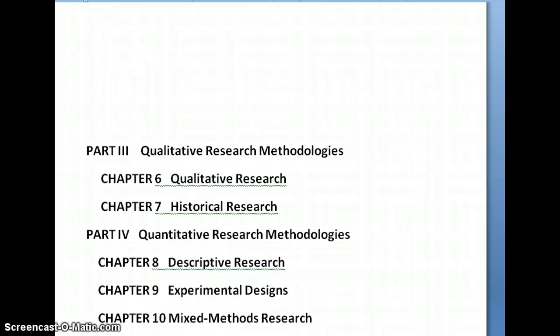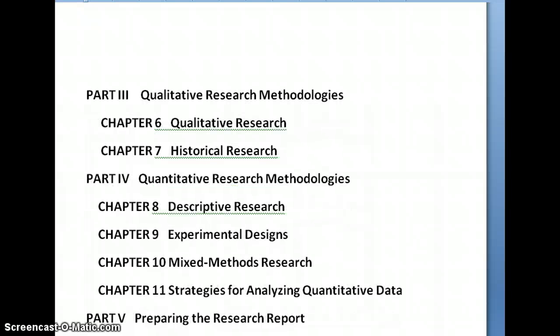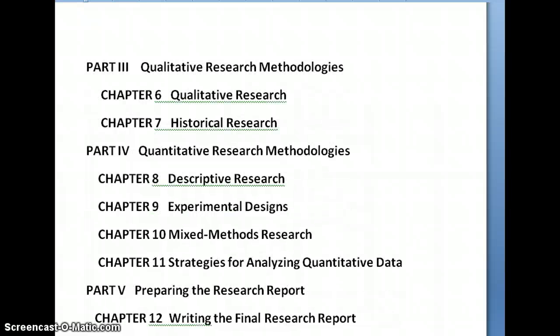Part number 3, it includes qualitative research methodologies, and it has chapter 6 and 7. Part number 4, quantitative research methodologies, and it has chapter 8, 9, 10, and 11. And the textbook ends with a chapter on writing the final research report.